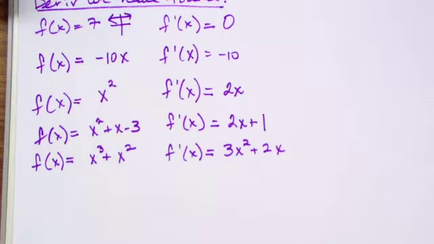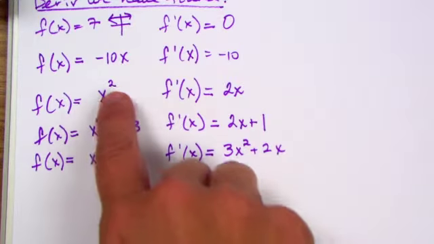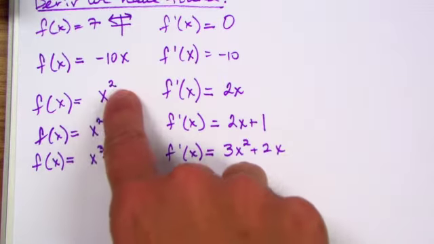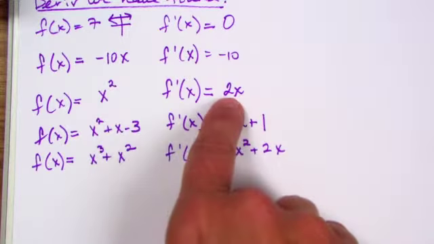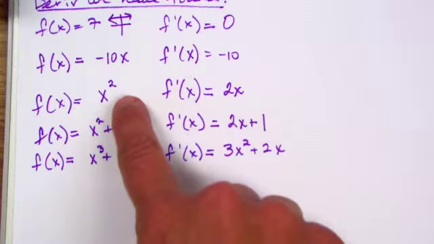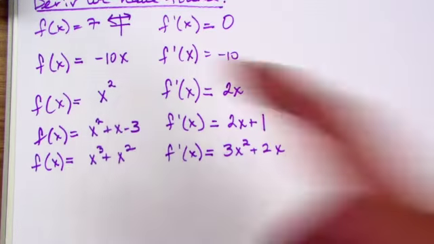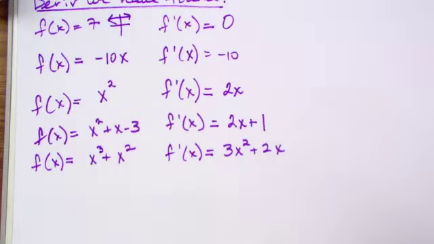Here's what you guys are telling me: multiply the variable by the degree, and then do what with the degree? Subtract 1. That's exactly what you do, and that is your first short rule for derivatives. It's called the power rule.